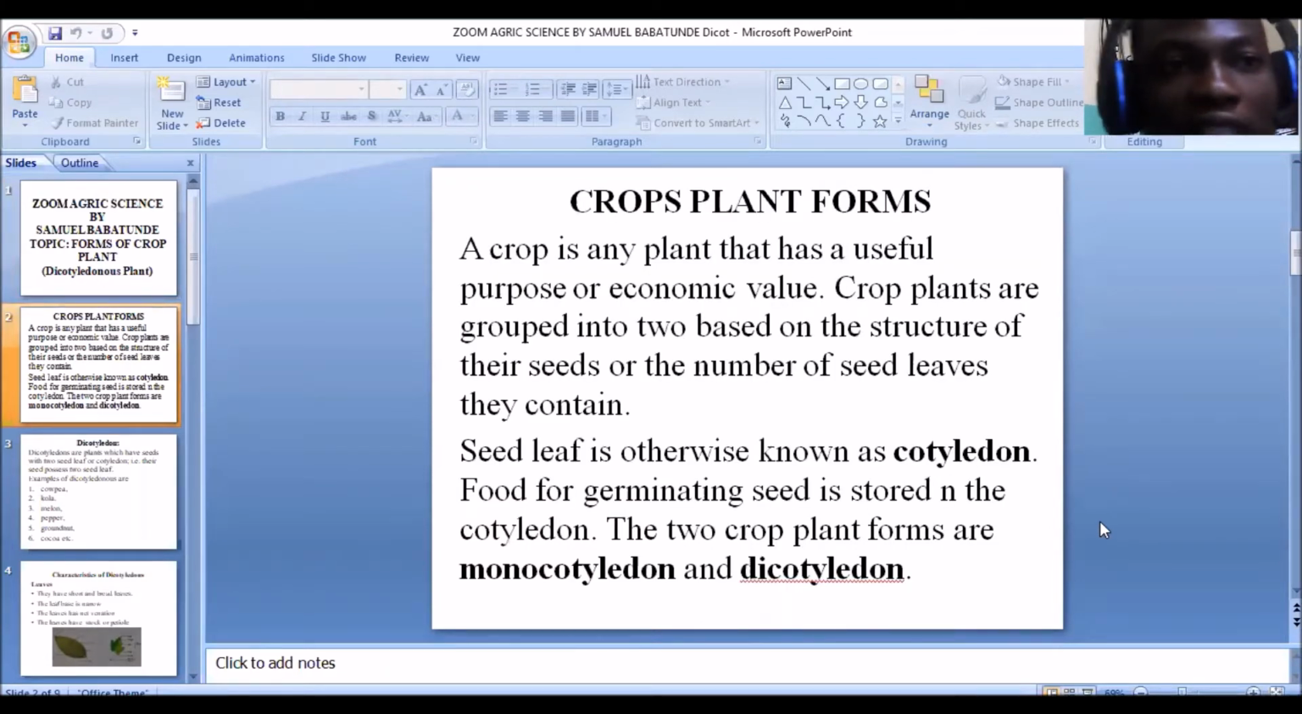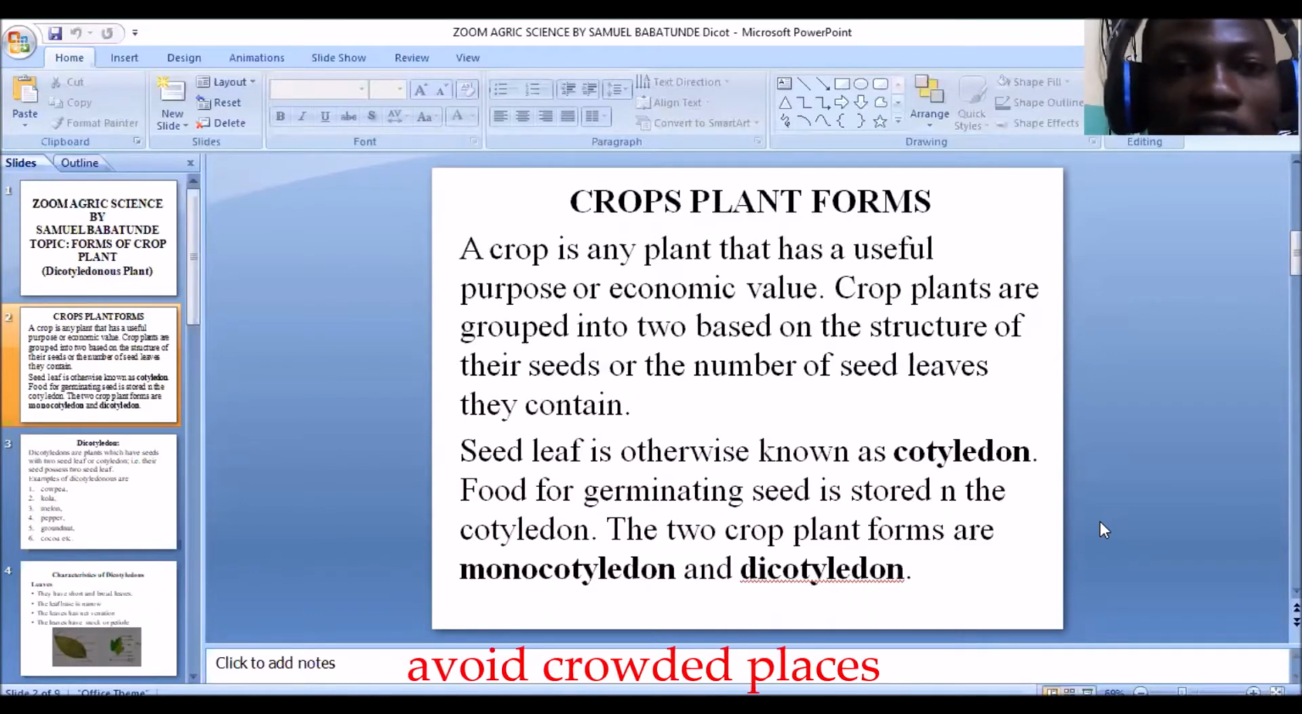If you remember in our previous class, I told you that a crop is any plant that has a useful purpose or economic value. That is, crops are plants that are useful to man for food or for economic value, for trading. For instance, a crop like cocoa is a crop for economic value. We call them cash crops because you export them from one country to another. And crop plants are grouped into two based on the structure of their seed leaf, or the number of seed leaves they contain. Like I told you, it is based on the number of seed leaves they contain that we group plants into different forms.